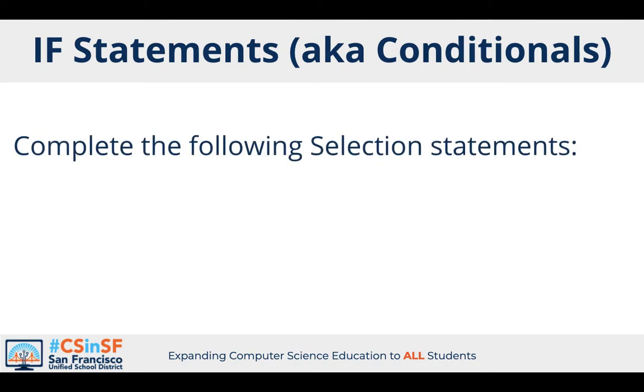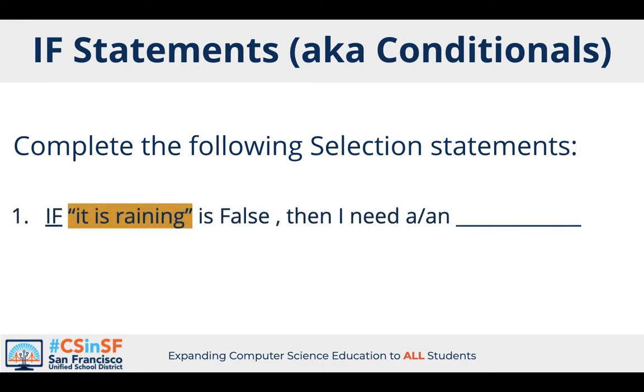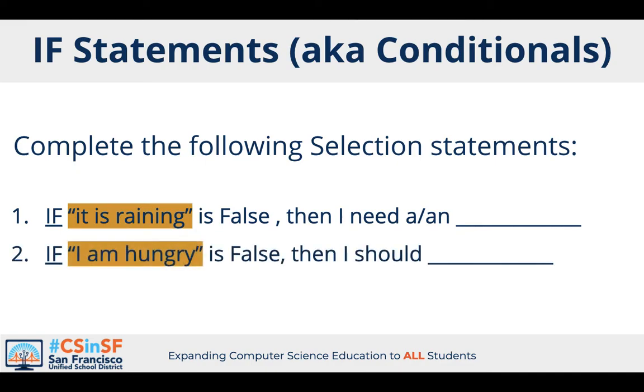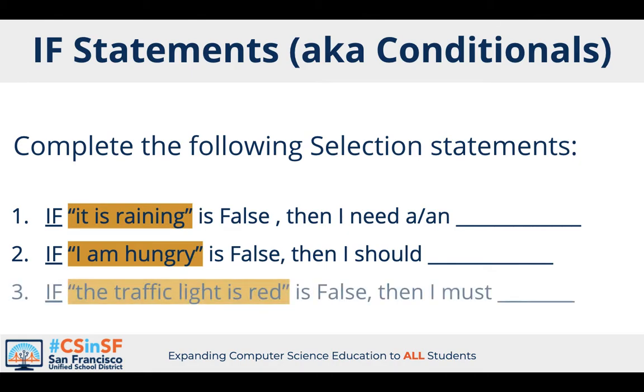Selection statements also will contain an alternate path. So oftentimes if something is not true, so if it is raining is false, then I need sunglasses. If I'm hungry is false, then I should take a walk. If the traffic light is red is false, then I must drive.